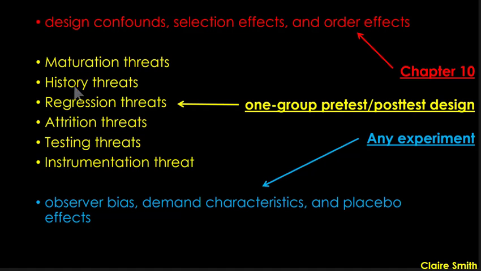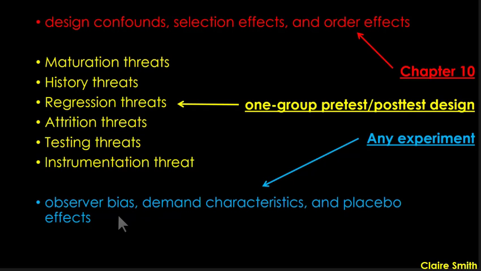So these 6, the yellow ones, are all threats to just one group pre-test, post-test designs, which obviously is not a good experimental setup, so obviously there's going to be a lot of issues. But the different issues have specific names. So there's 6 of them: maturation threats, history threats, regression threats, attrition threats, testing threats, and instrumentation threats. And again, these 6 are only for one group, pre-test, post-test design. So we'll go over those.